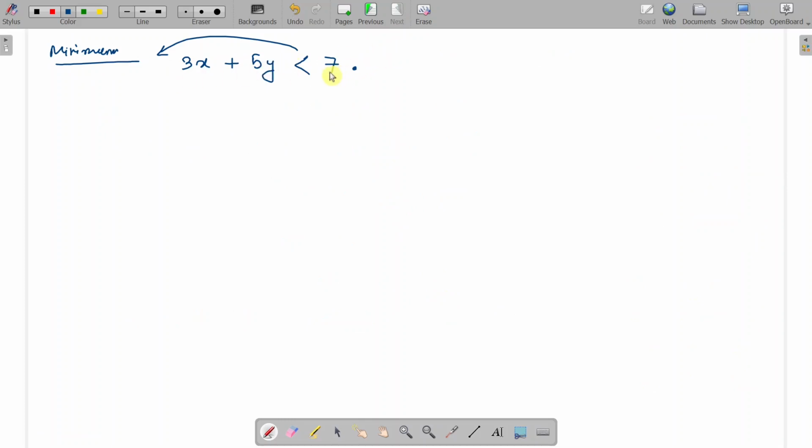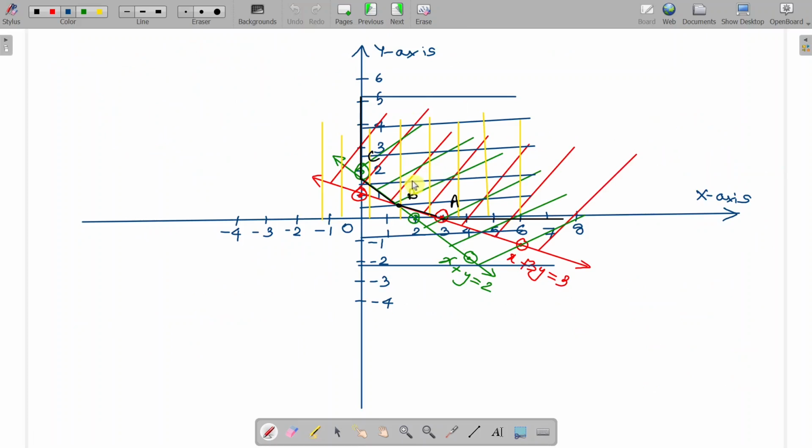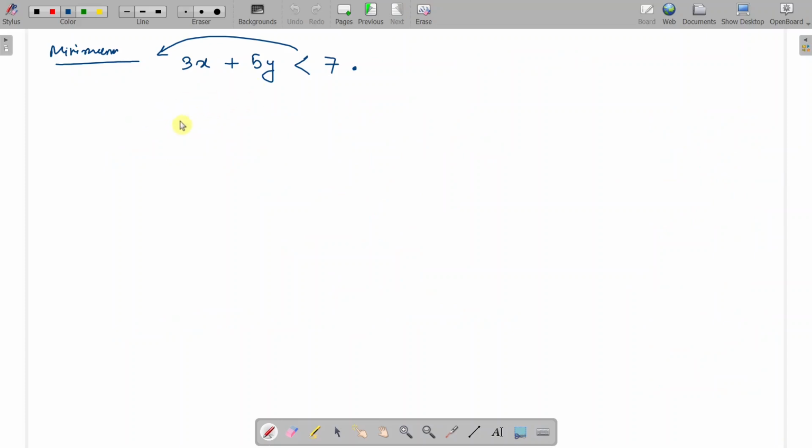Now what we have to do is plot the line corresponding to this inequality on the graph, and if there is an intersection point between the feasible region and the solution region of the new inequality, then we conclude that there is no minimum for the function. Okay, and if there is no common point between the two regions, we take the minimum as the minimum of the objective function at the corner points we have got. Okay, that is B.